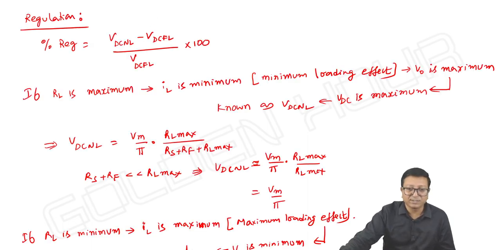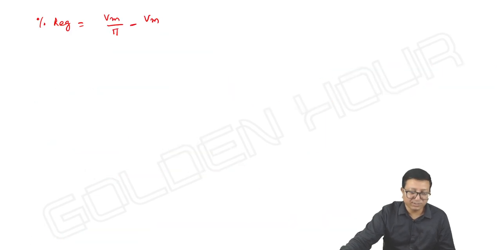So the percentage regulation, now it is given by VDC no load, Vm by pi, minus VDC full load. Okay, I did not write here, no? VDC full load, I should write it.